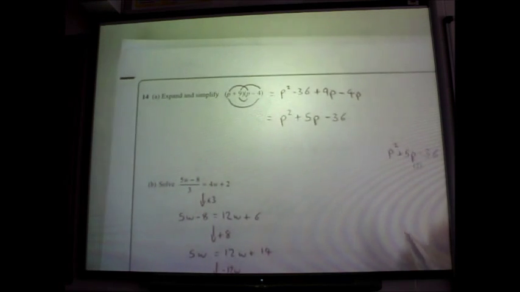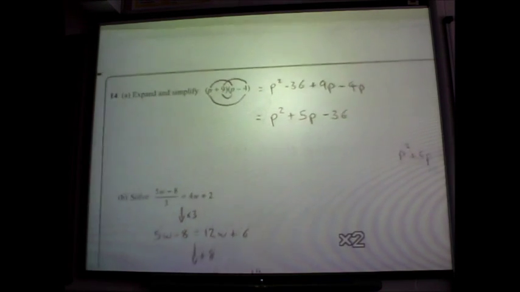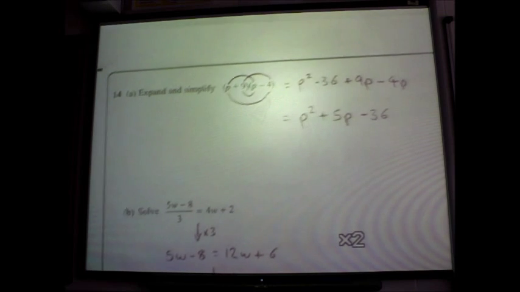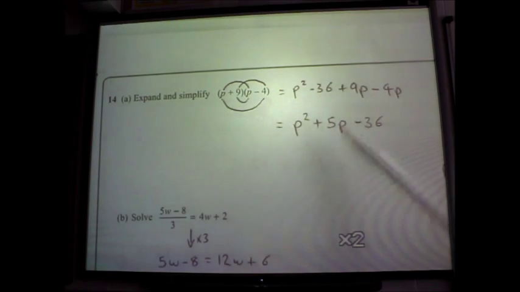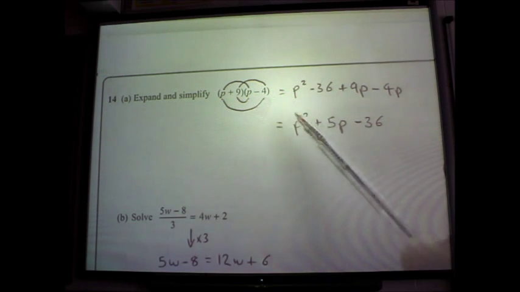Question 14, expand and simplify at the top. Quite easy this, I think. You should be okay with it. I do the smiley face method. There are other methods you could do, a grid one, but this is the easiest.